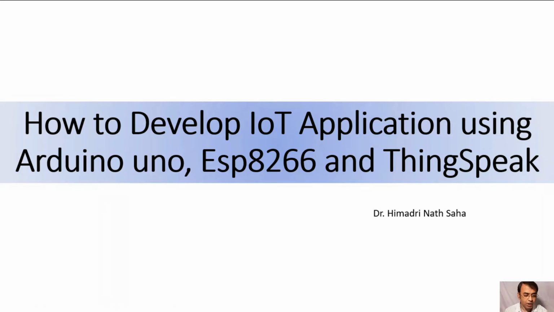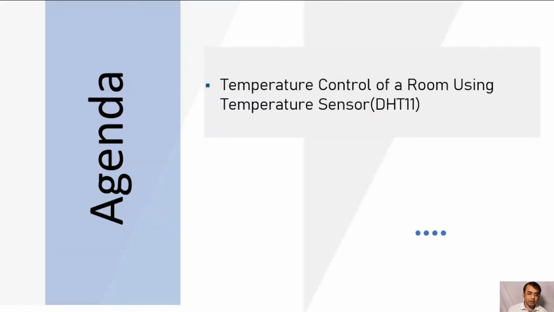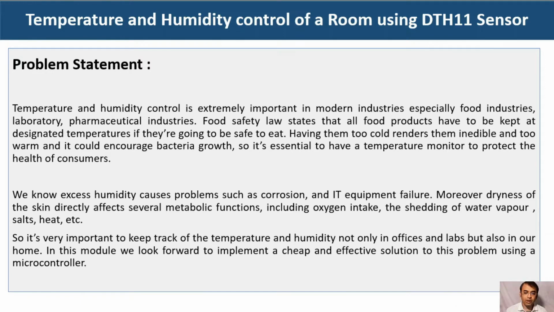Okay, I'll come to the agenda. Temperature control of a room using a temperature sensor, that is the DHT11 sensor. I will be using Arduino Uno, the ESP8266 Wi-Fi module and the DHT11 sensor, and also the ThingSpeak cloud platform. Temperature and humidity control of a room using the DHT11 sensor.